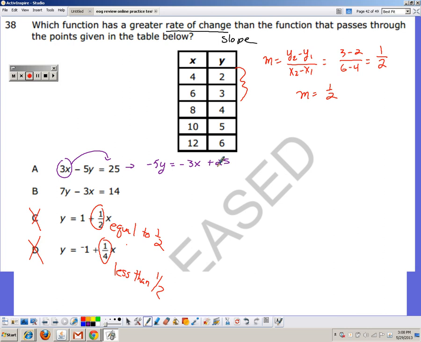To get y completely by itself, we have to divide everything by a negative 5. So we get y equals, a negative 5 into a negative 3 just becomes positive, so it's 3/5 x. 25 divided by negative 5 is a negative 5. So we have 3/5 x. 3/5 is greater than 1/2, so we can stop here. The answer is A.